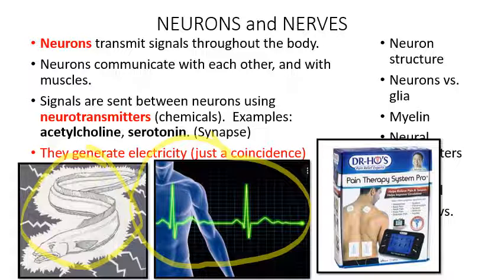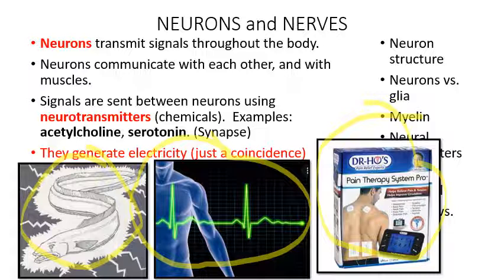Finally, you probably know, if you've seen advertisements for these machines on television, Dr. Ho's pain therapy system and so on, there are a lot of gadgets for sale on the market which are designed to stimulate your muscles using electricity. So it is true that neurons generate electricity, but it's a coincidence. It's not the official way that they transmit signals around the body.